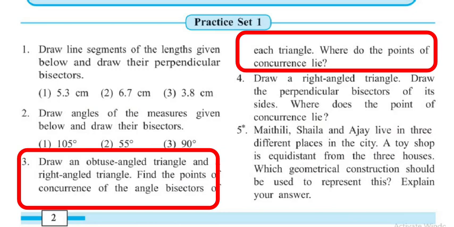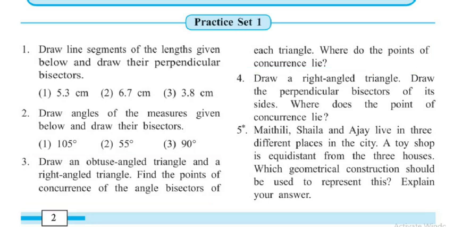Question 3. Draw an obtuse angled triangle and a right angled triangle. Find the points of concurrence of the angle bisectors of each triangle. Where do the points of concurrence lie? To watch the complete video, how to draw the angle bisector, please click on this I button.